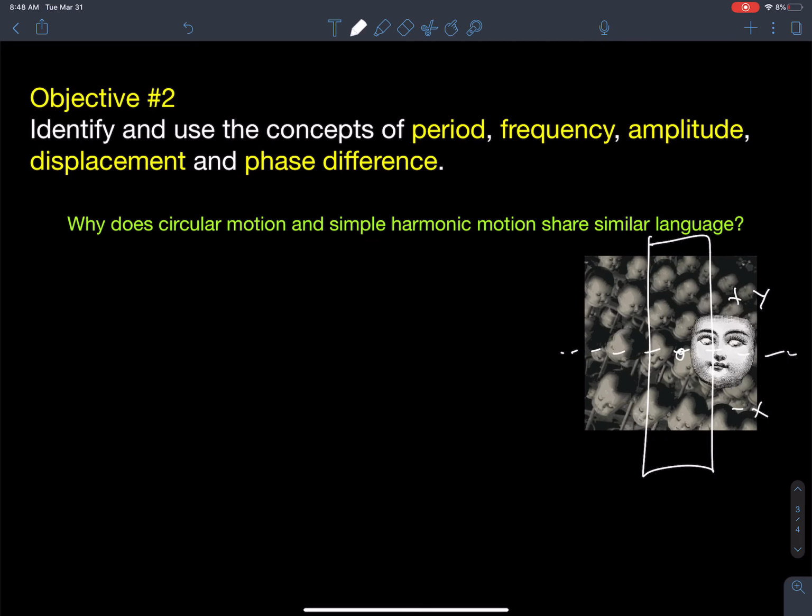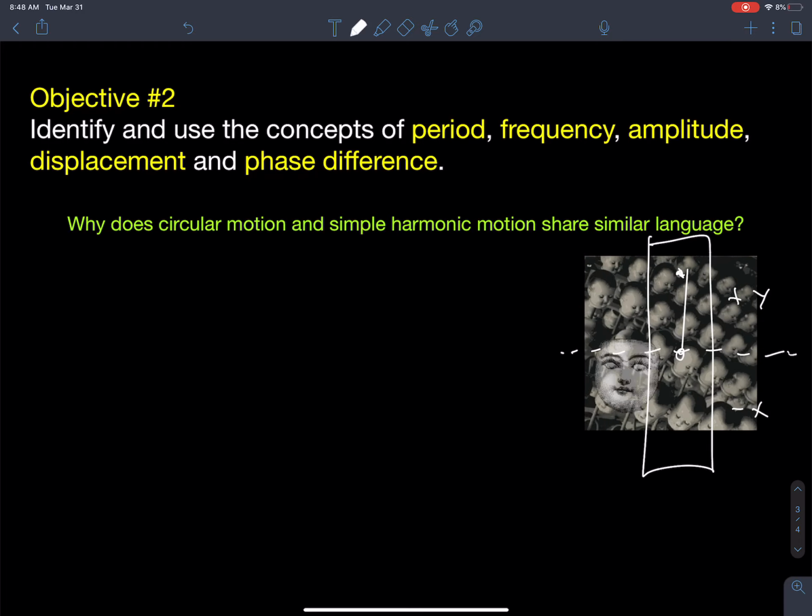Period is the time that it would take to complete one full cycle. So if I started here, it would be the time that it would take to come back to that point. That's the period. And the frequency is how many cycles that face is going to make per second. In this case, it looks like it's around 1 hertz, and that's something we've learned already. The amplitude is the maximum displacement from that equilibrium position. So that's my amplitude, the maximum displacement.